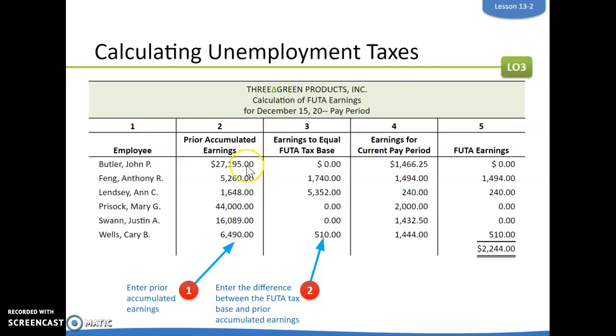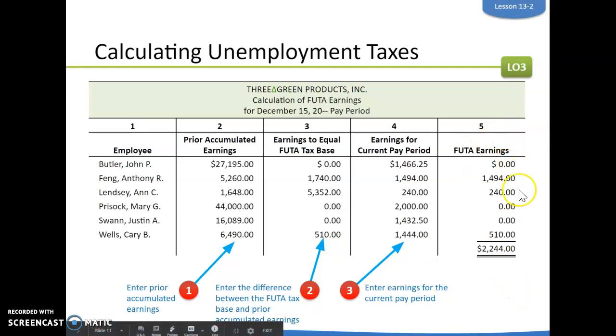Now up here, John Butler has made 27,195. Well, obviously he's already passed that 7,000, so there's zero more to get there. So these are the difference. You'll take 7,000 minus the prior accumulated earnings. It'll either be zero or whatever is remaining. Okay. Third thing is to enter earnings for the current pay period. So this is what they made this check, this pay period. So this person, Carrie Wells, has made $1,444, okay? But she only needs 510 left to get to that tax base.